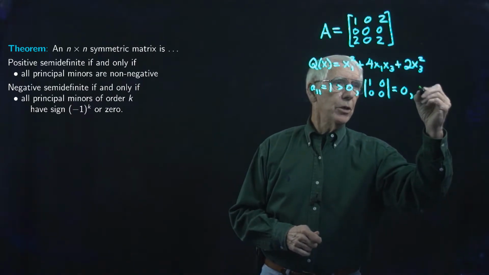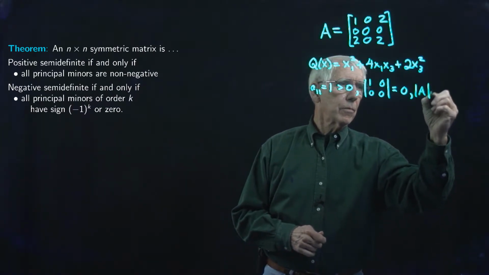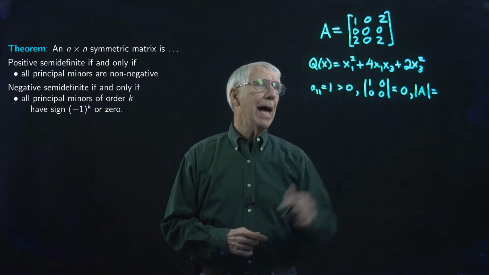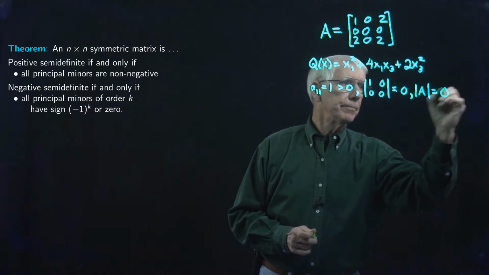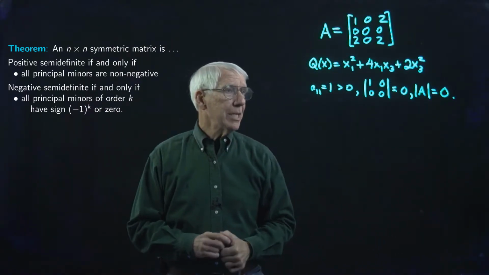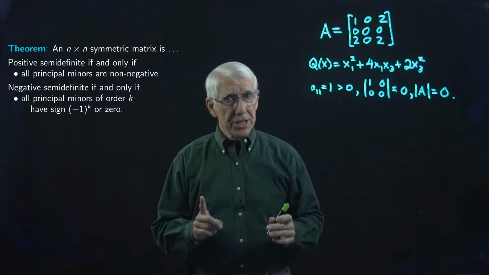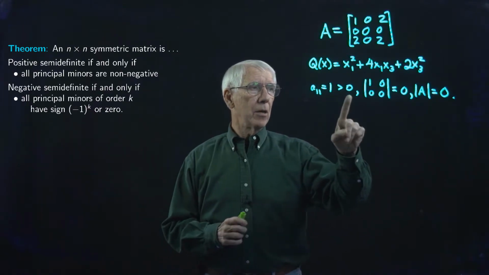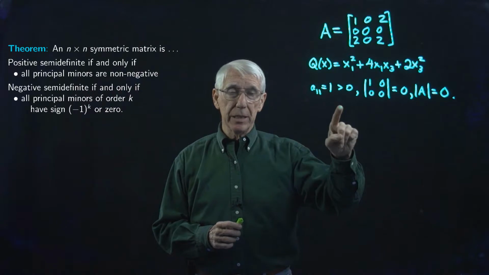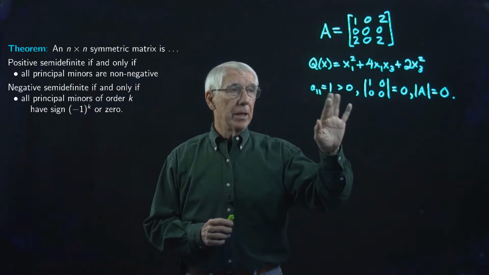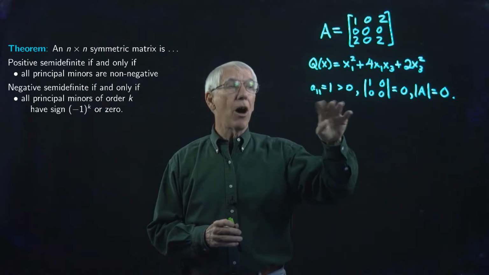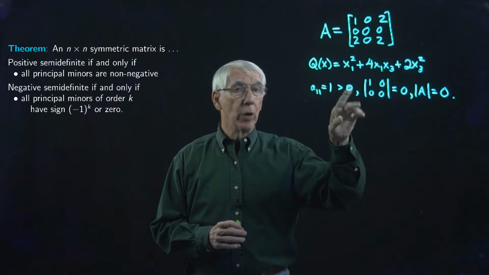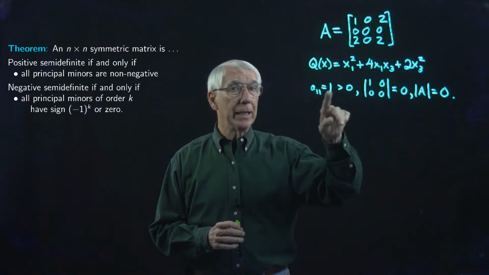So the third leading principal minor is the determinant of the whole matrix. And what is that? That is 0. So this is consistent with being positive semi-definite. It's consistent with it, but positive semi-definite actually requires that all the principal minors be greater or equal to 0, not just the leading principal minors.